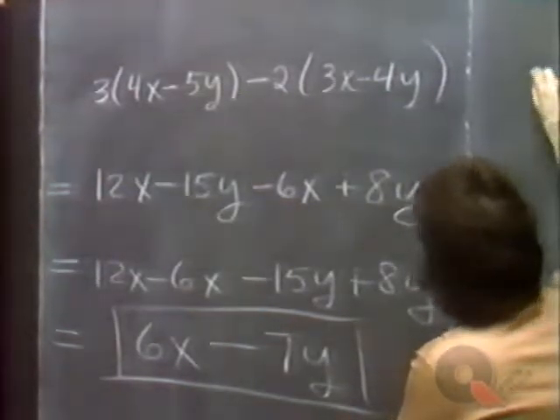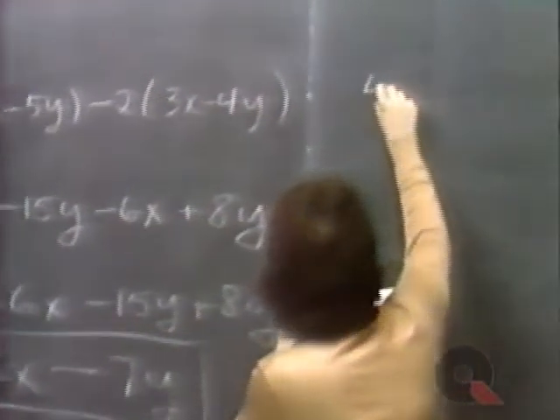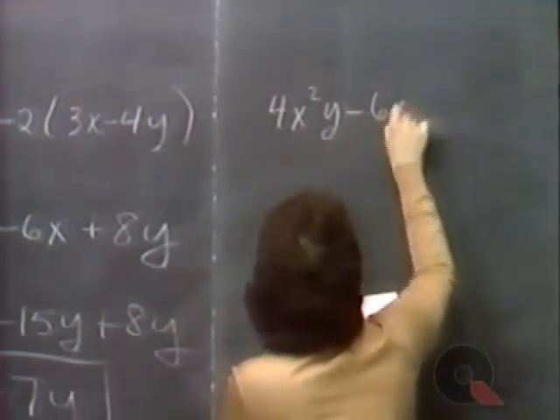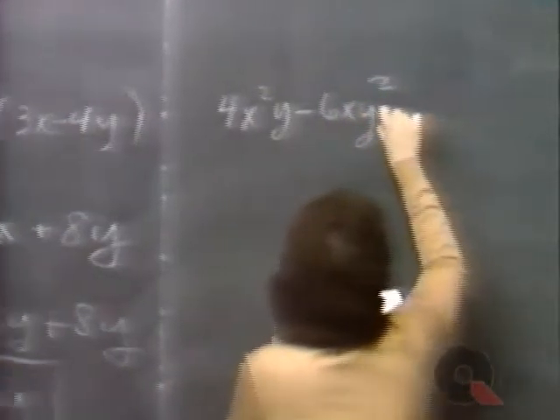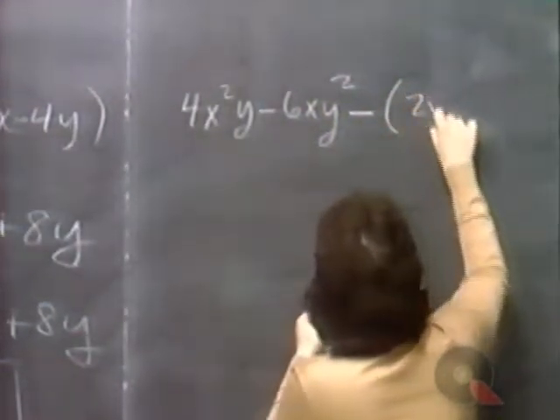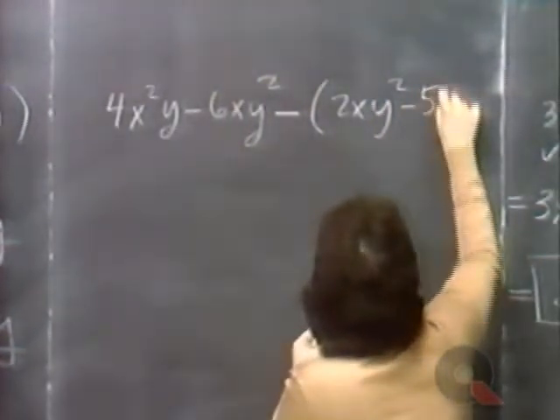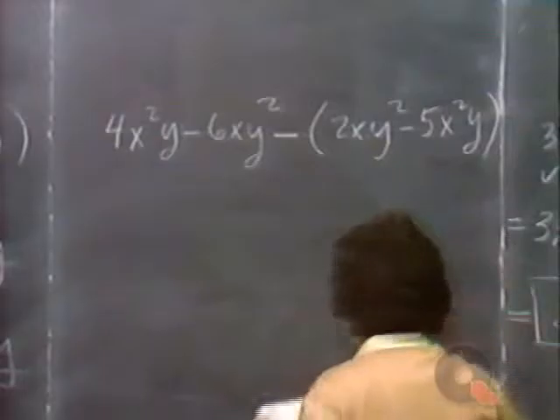Okay, let's try another example. 4x squared y minus 6xy squared, take away 2xy squared minus 5x squared y.